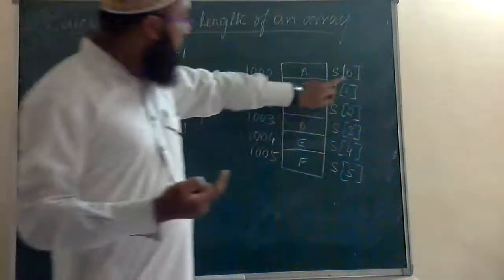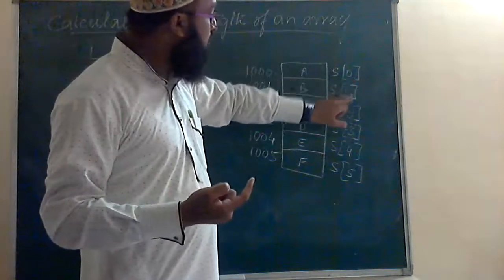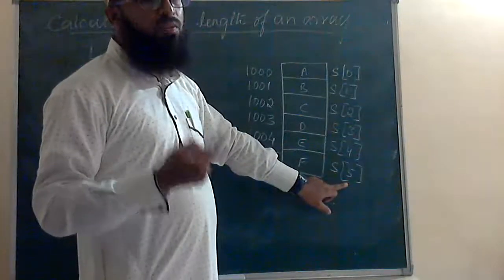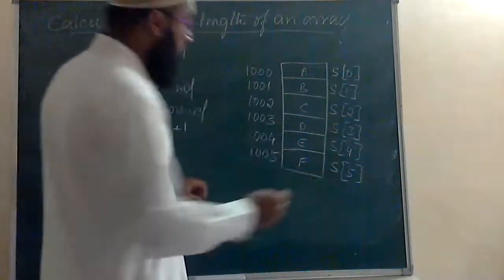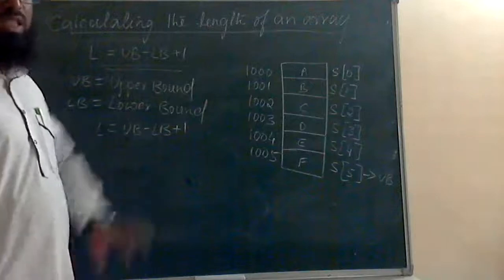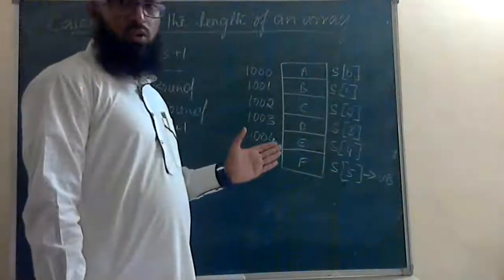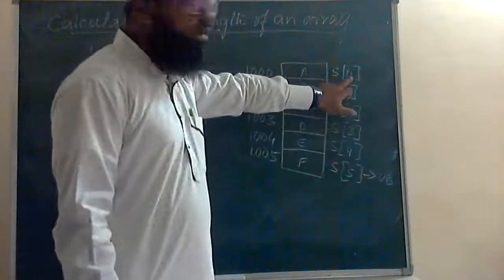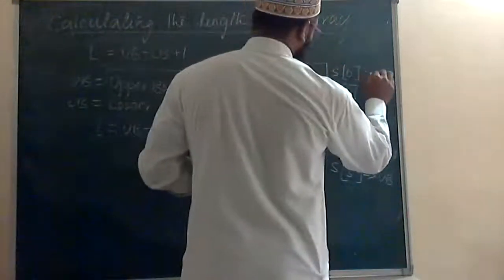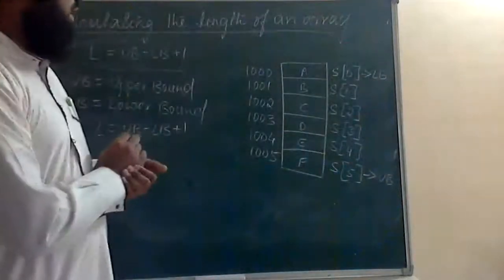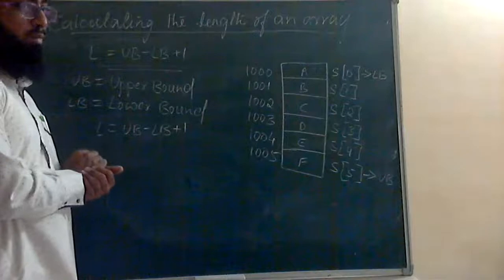See, this is the smallest number: 0, 1, 2, 3, 4, 5 is the highest number. 5 is the highest number, so this can be taken as UB, upper bound. What is the lower bound here? The smallest number of an index or the subscript, that is 0. This can be taken as lower bound. Upper bound and lower bound.